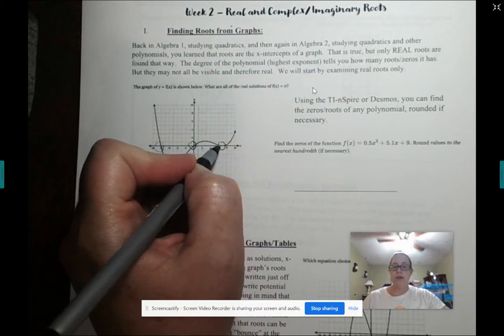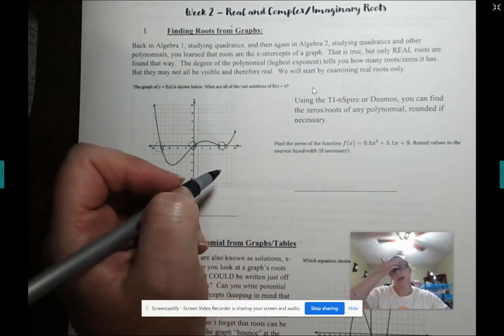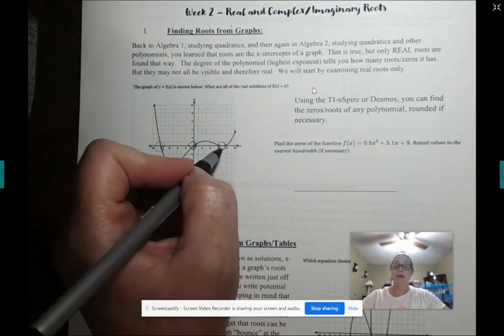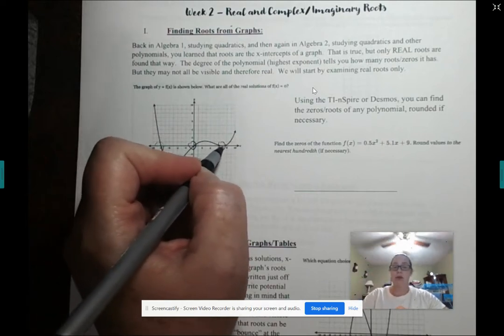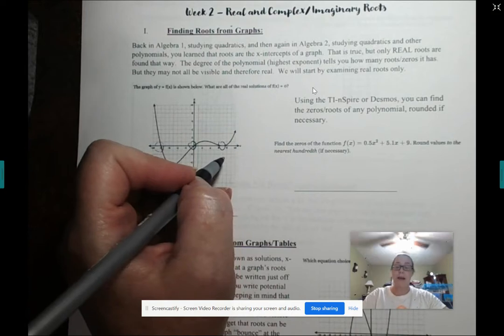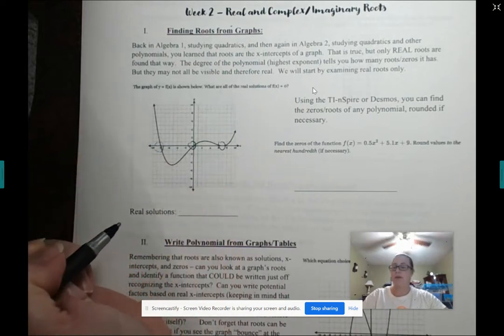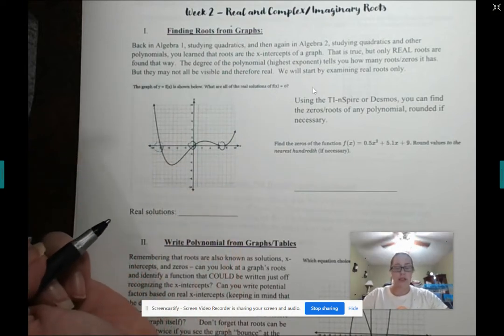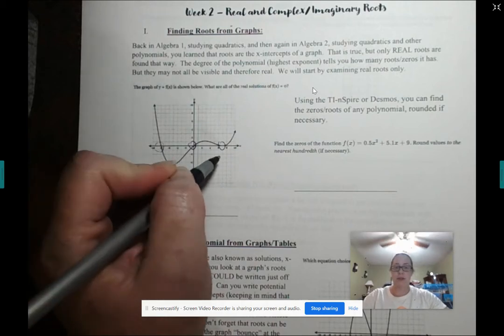Now, I will observe that this is a bounce right here. If you remember from Algebra 2, when we were studying polynomial graphs, if there's a bounce, that actually counts as a root or an x-intercept twice. But here they're just asking for unique solutions. So we're just going to pick the three visible spots.